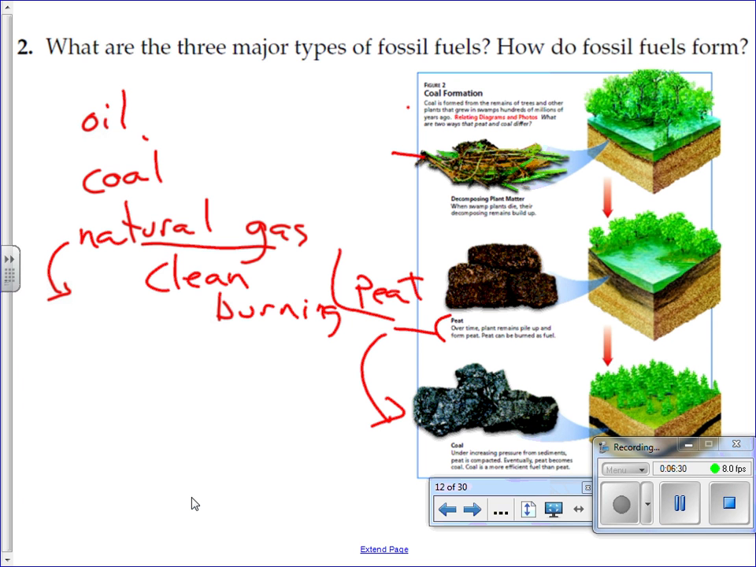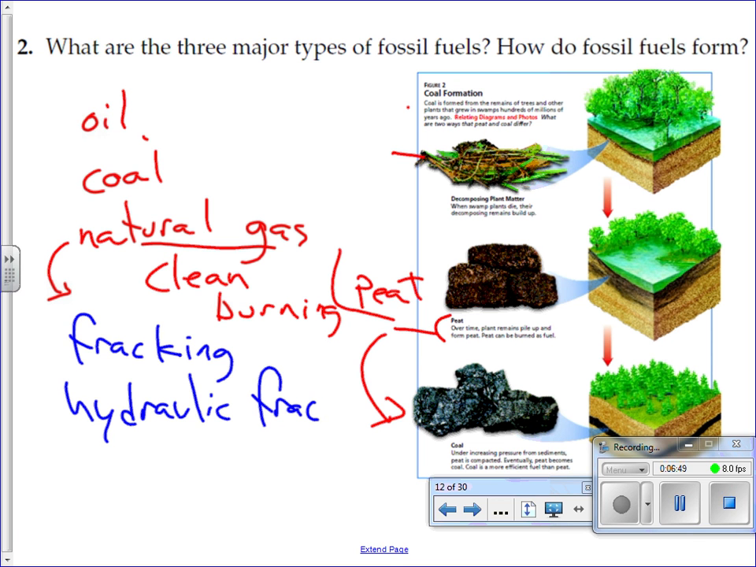And the thing that you've probably heard about quite a bit, that's a new enough issue the textbook does not talk about it very much, is something called fracking, which is just kind of a nickname for hydraulic fracturing, which is a way of getting natural gas out of oil shale.